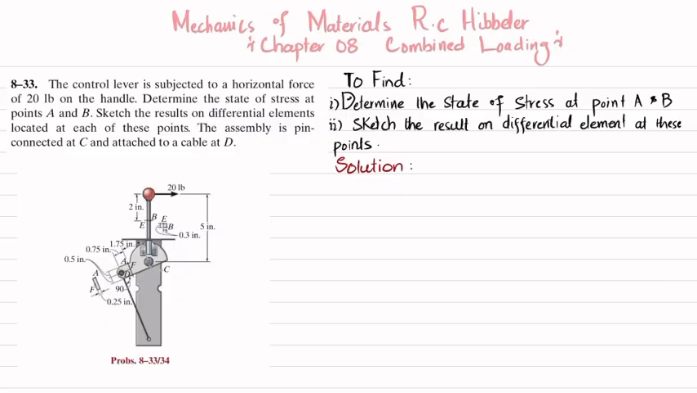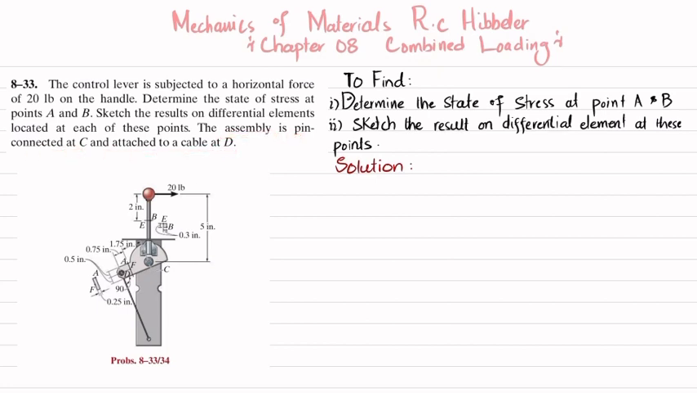Welcome back. Problem 8-33. This problem is taken from Mechanics of Materials by R.C. Hibbeler, chapter number 8, combined loading. The statement of the problem is: the control lever is subjected to a horizontal force of 20 pounds on the handle. Determine the state of stress at points A and B. Sketch these results on a differential element located at each of these points. The assembly is pin connected at C and attached to a cable D.